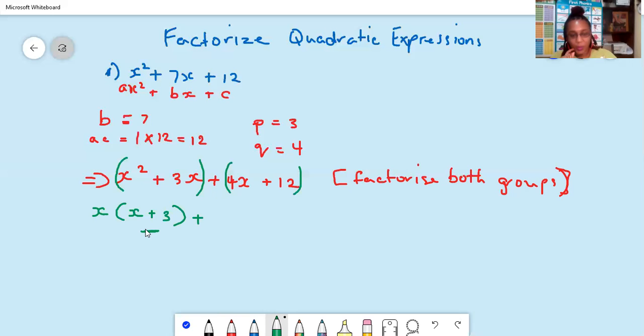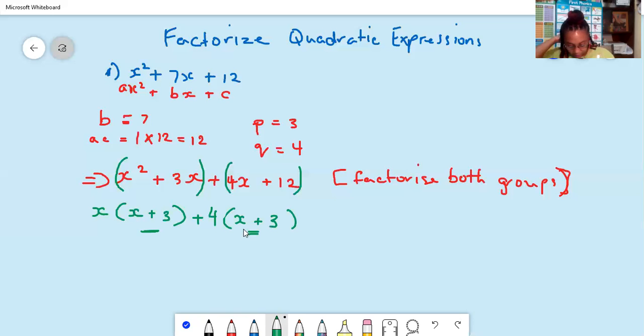For the second one, the common factor would be the number 4. Did I say 3? I meant 4. Sorry. So 4 comes out outside here, and x will come in here, plus 3. So you realize they're both matching. That means you're on the right track.